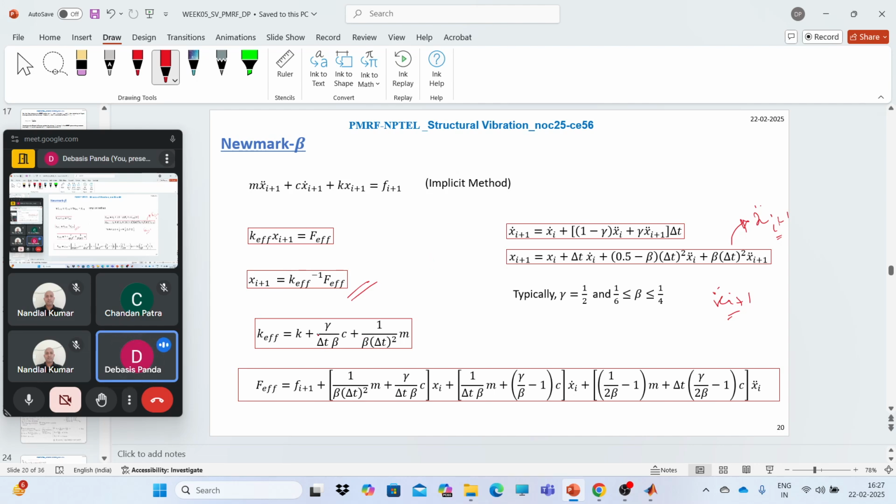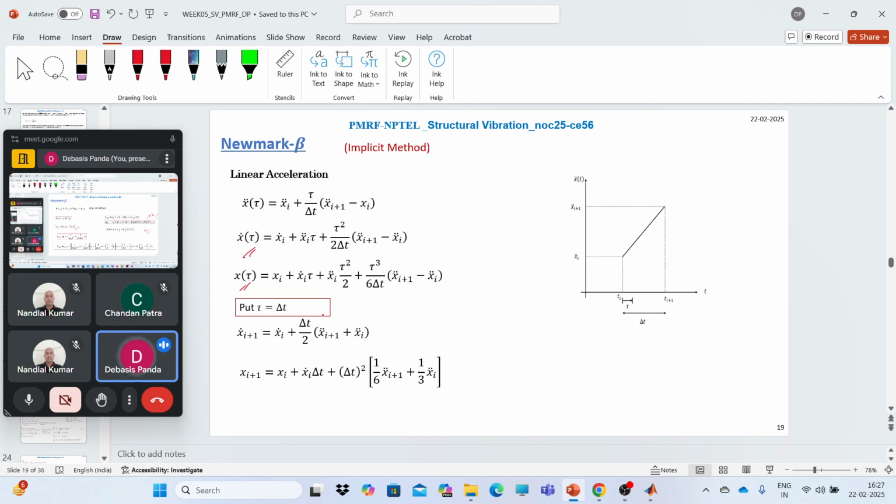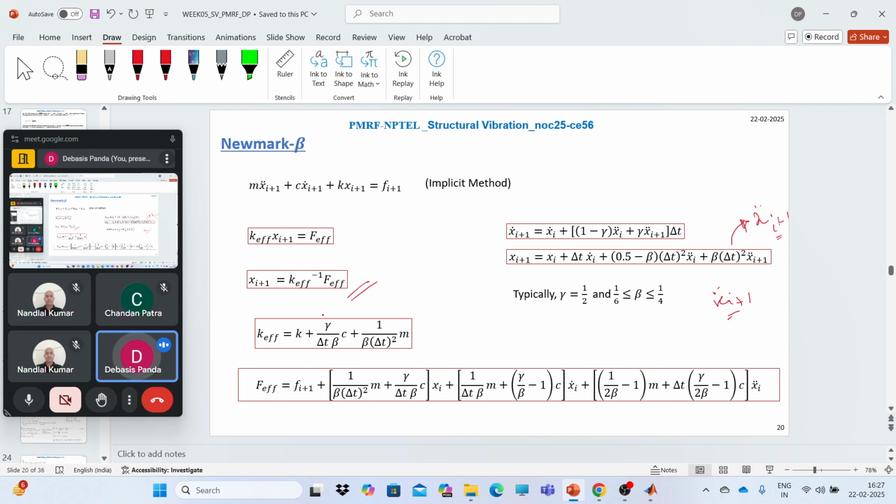For k effective, a complete solution is given, and I will provide the complete solution of how we find k effective. K effective is nothing but k plus gamma by (del t beta) c plus 1 by this quantity, and f effective will come to this.